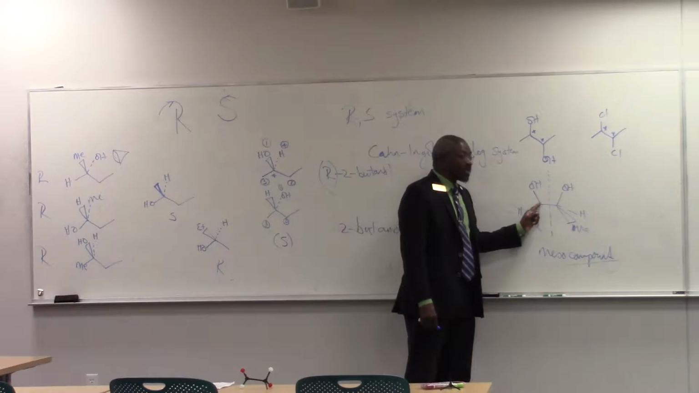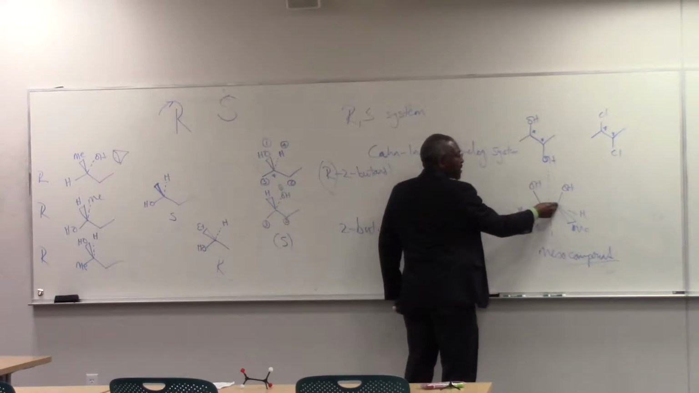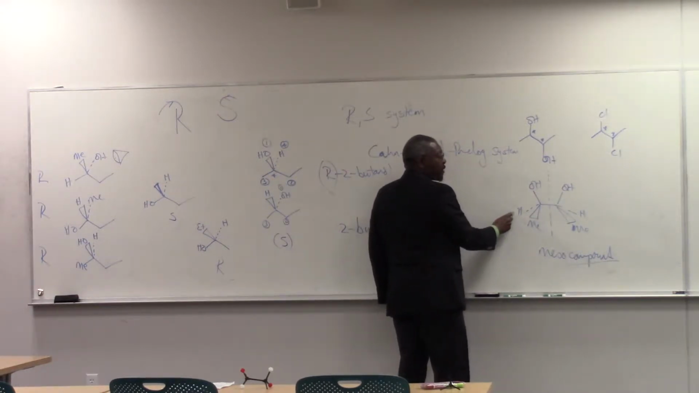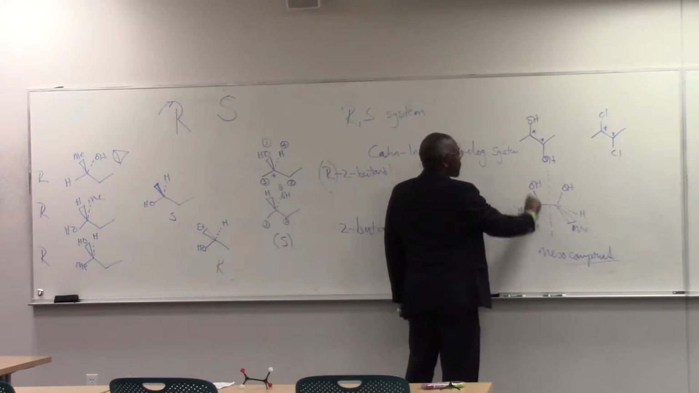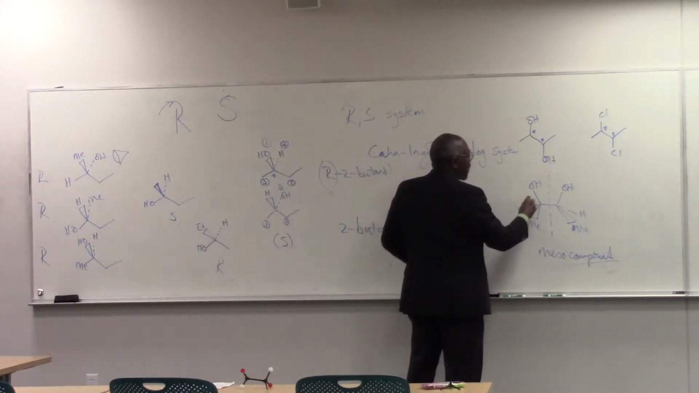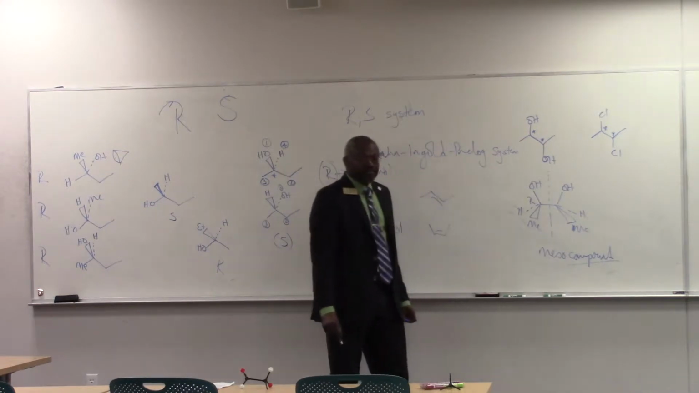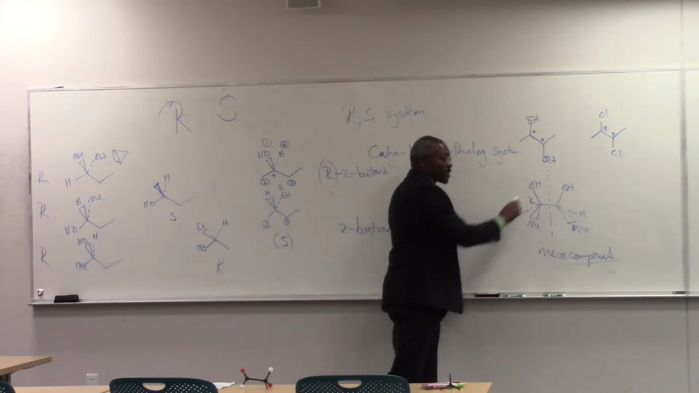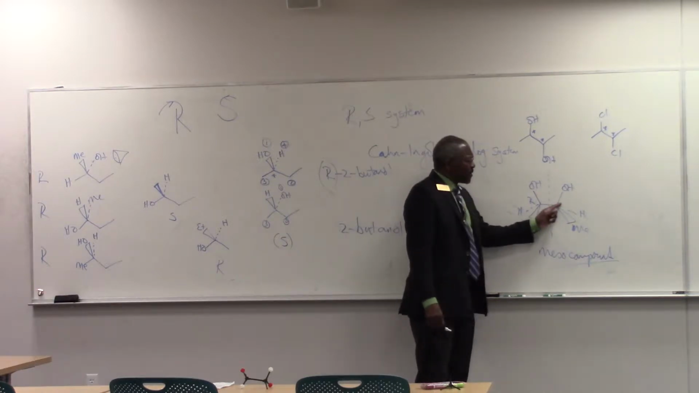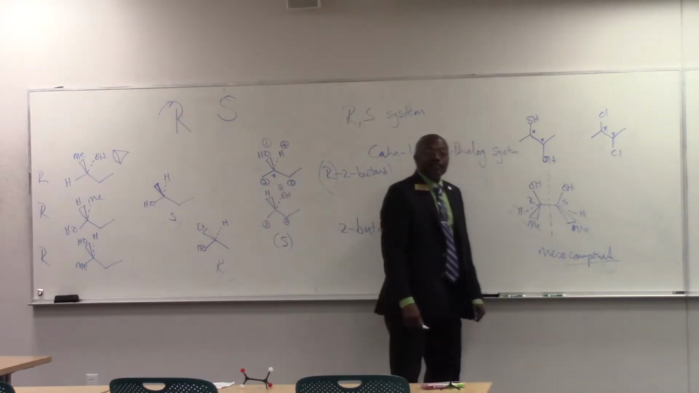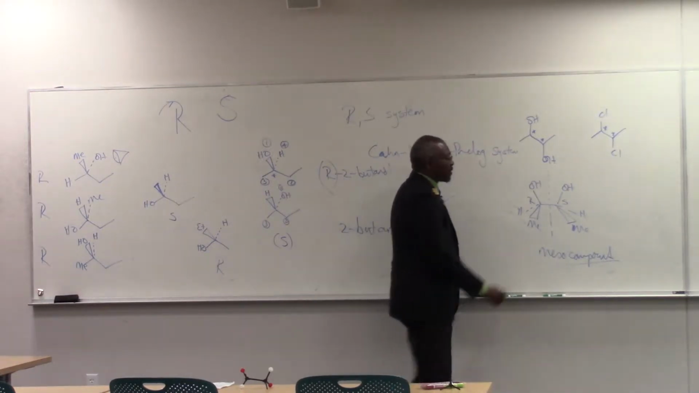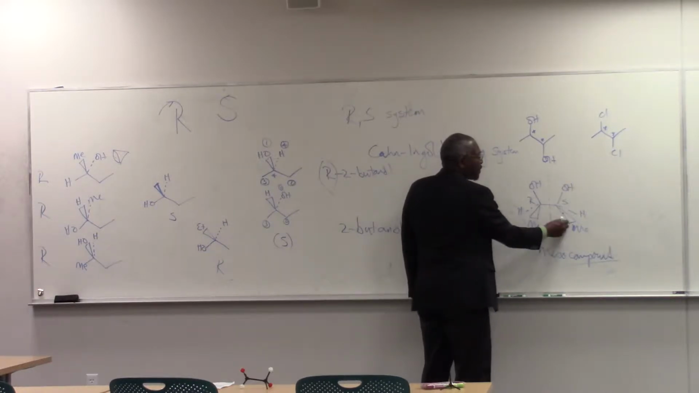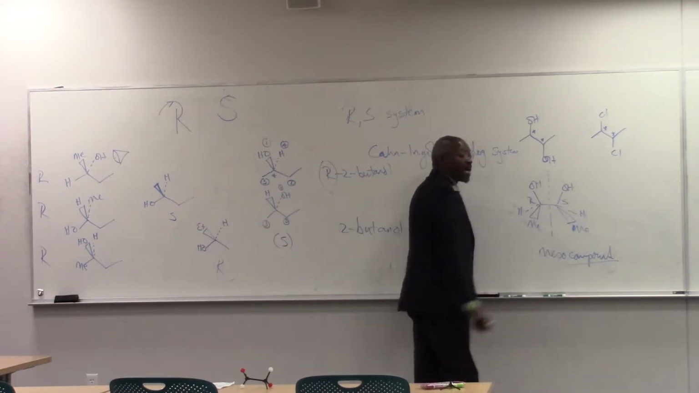If I asked you what's the configuration of the carbon on the left: first priority, second priority, third priority, H behind the board. First, second, third, this is the R stereocenter. What's the configuration there? Well, these are mirror images, so if this is R, this must be S. I shouldn't have to, but I'm going to work it out. First, second, third, the H behind: 1, 2, 3, that is anti-clockwise, or S.